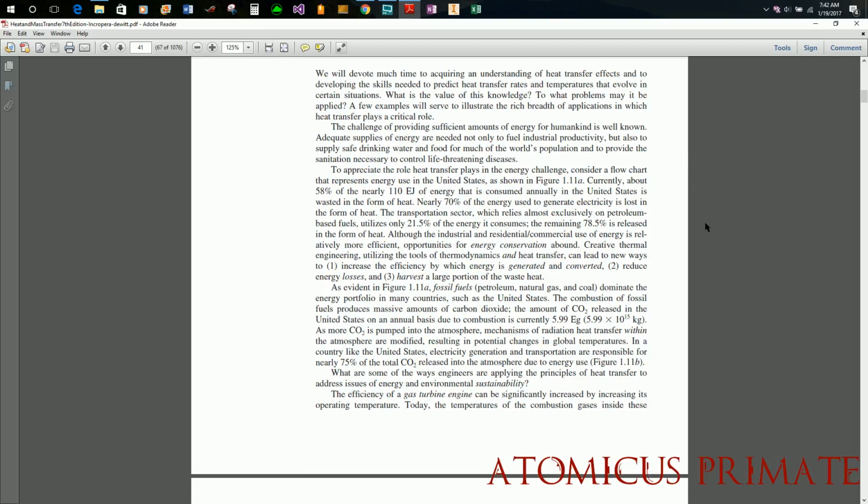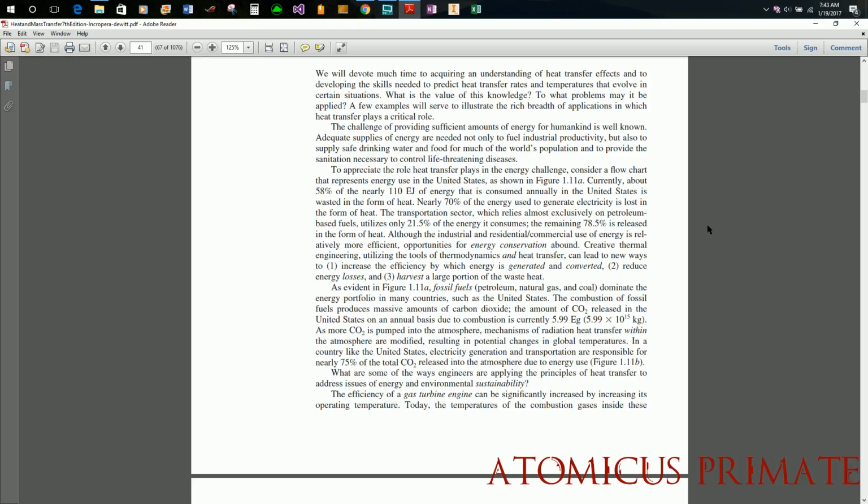As evident in Figure 1.11a, fossil fuels, petroleum, natural gas, and coal, dominate the energy portfolio in many countries, such as the United States. The combustion of fossil fuels produces massive amounts of carbon dioxide. The amount of CO2 released in the United States on an annual basis due to combustion is currently 5.99 exagrams, that's 5.99 times 10 to the 15 kilograms. That's a lot. As more CO2 is pumped into the atmosphere, mechanisms of radiation heat transfer within the atmosphere are modified, resulting in potential changes in global temperatures.